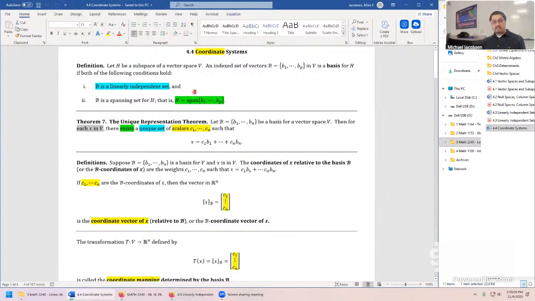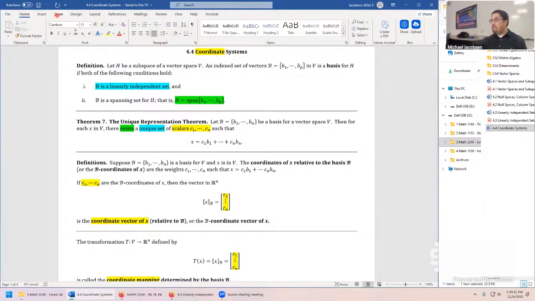Existence is through spanning. This is what allows us to find it. The spanning set spans the entire vector space V, so every vector in the vector space can be written as this linear combination. When we say unique, this is just as important, because it tells us through independence, there's exactly one way to write down this linear combination.